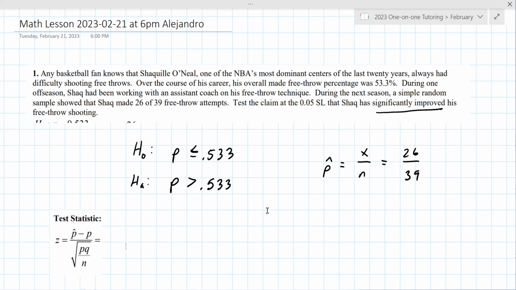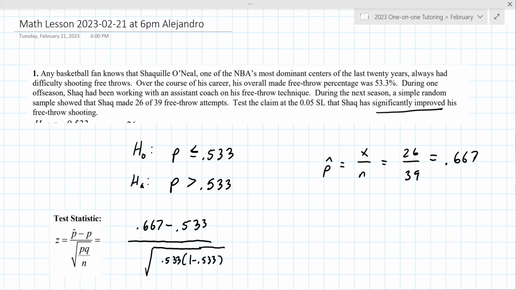I mean, you've got to know this formula here. So we've got p hat minus p, and we've got all these values. Actually, let's calculate this. If you've got a calculator, that's going to be 0.667-ish. It's 2/3. So it's 0.667 minus 0.533 over the square root of 0.533 times 1 minus 0.533 over n, and n in this case is the 39 that we've been talking about here.